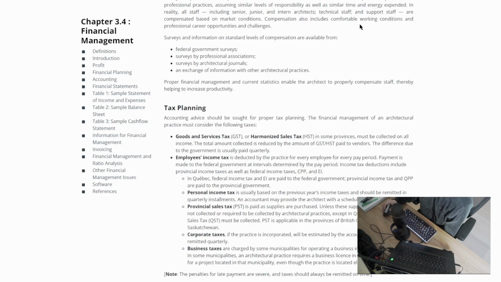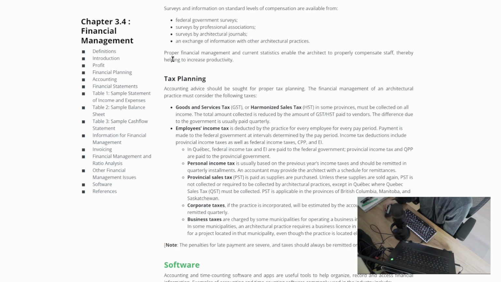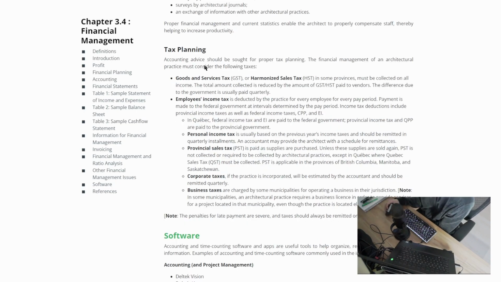Compensation also includes comfortable working conditions and professional career opportunities and challenges. Surveys and information on standard levels of compensation are available from federal government surveys, surveys by professional associations, surveys by architectural journals, and exchange of information with other architectural practices. Proper financial management and current statistics enable the architect to properly compensate staff, thereby helping to increase productivity.